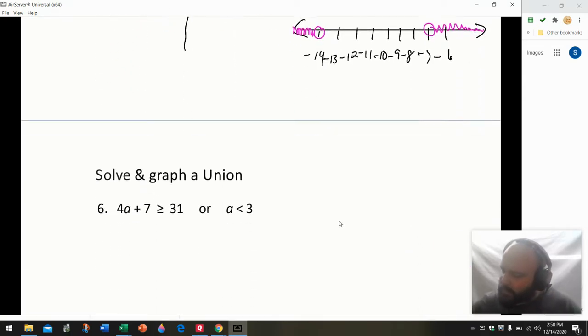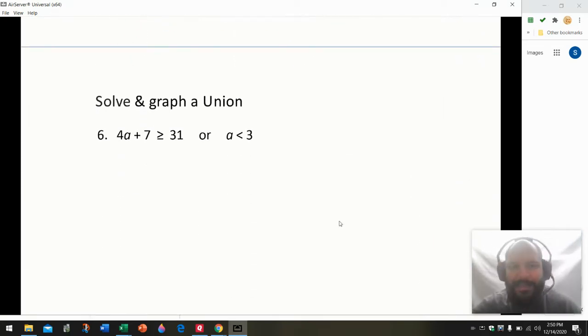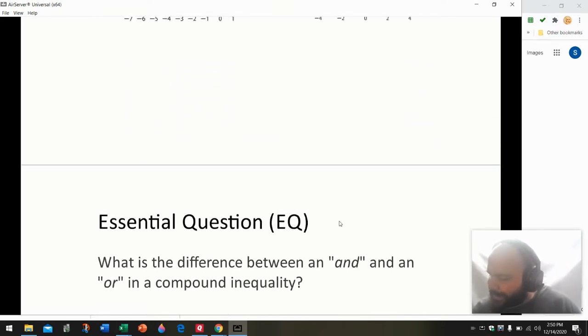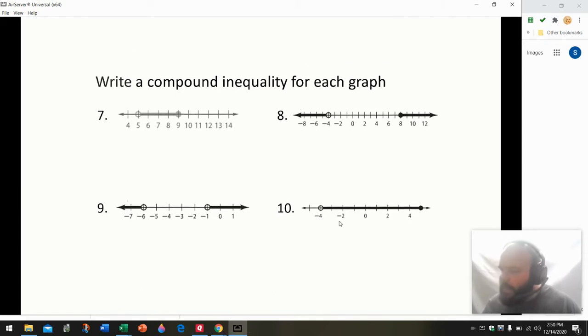All right, guys, I'm going to skip over these because these are exactly the same as the last ones. And I'm going to go on to where you have to write an inequality. Okay, so here's how you write an inequality. The first thing that you have to do is determine whether it's an AND or an OR. Okay, so this is very, very easy.